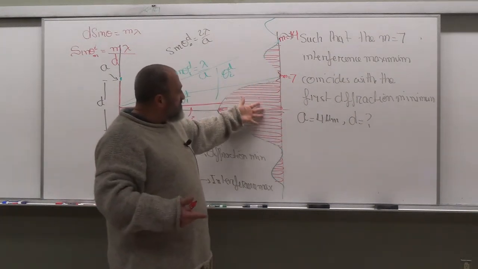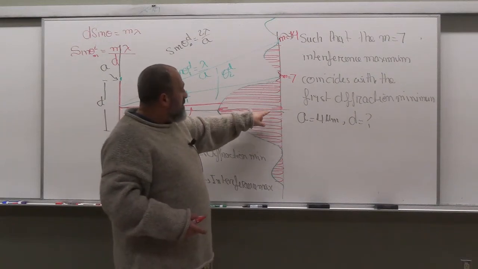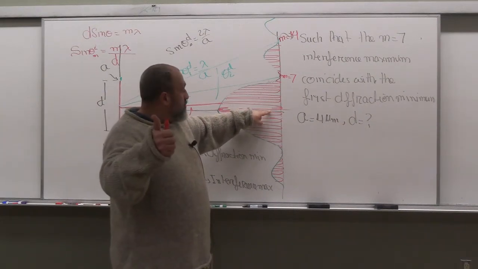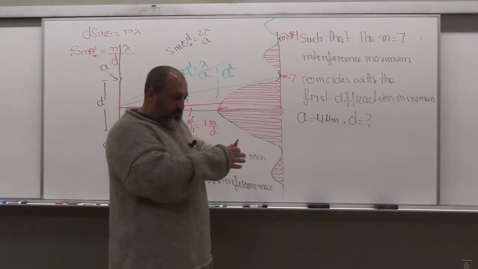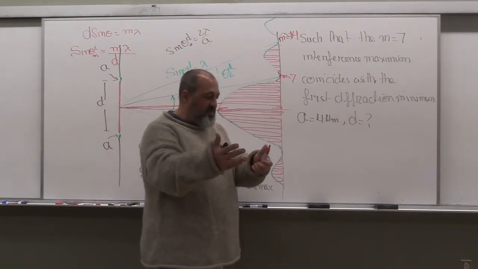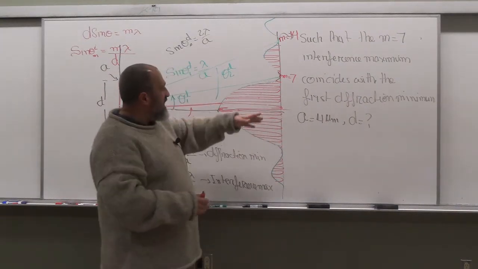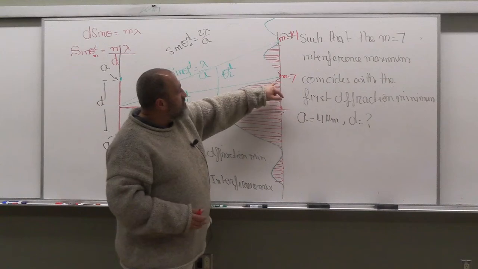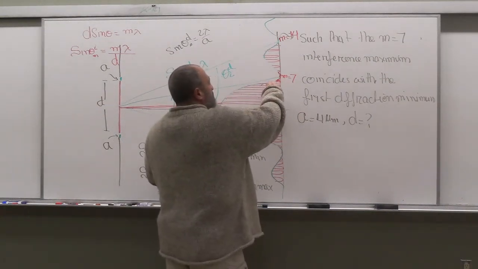So how many fringes are there in the central peak? We have M equals 0, 1, 2, 3, 4, 5, 6. So 0 to 6, that's 7 on one side. I don't see the M equals 7. The last one I see is the M equals 6, and that's kind of small right here. So that's this one I see.